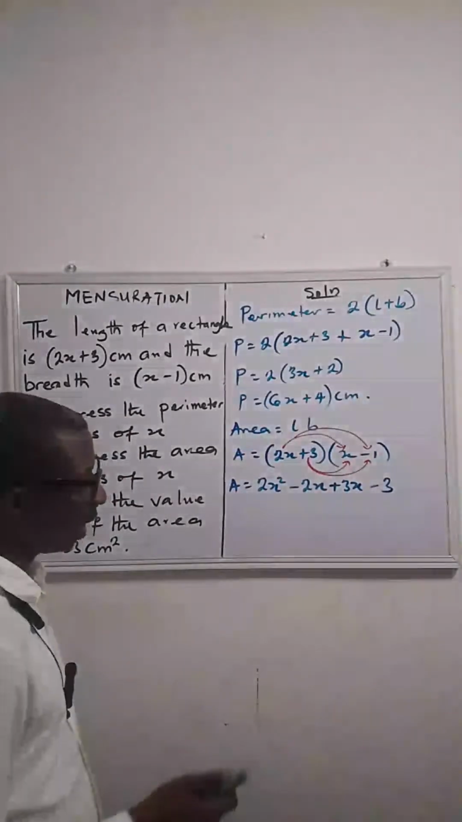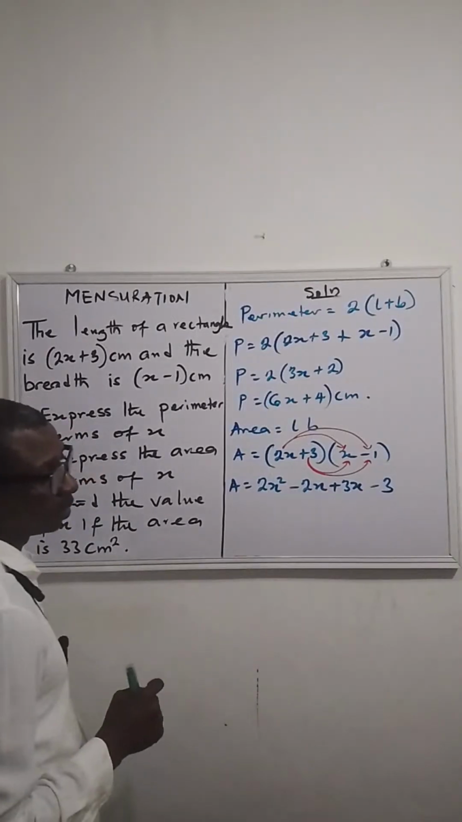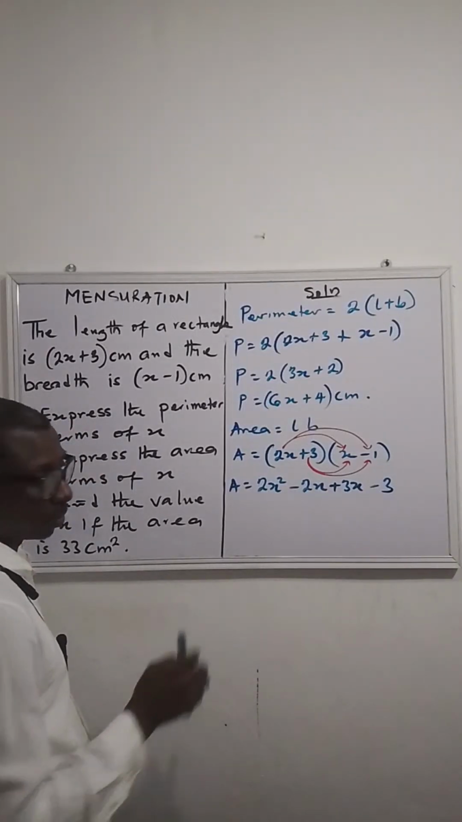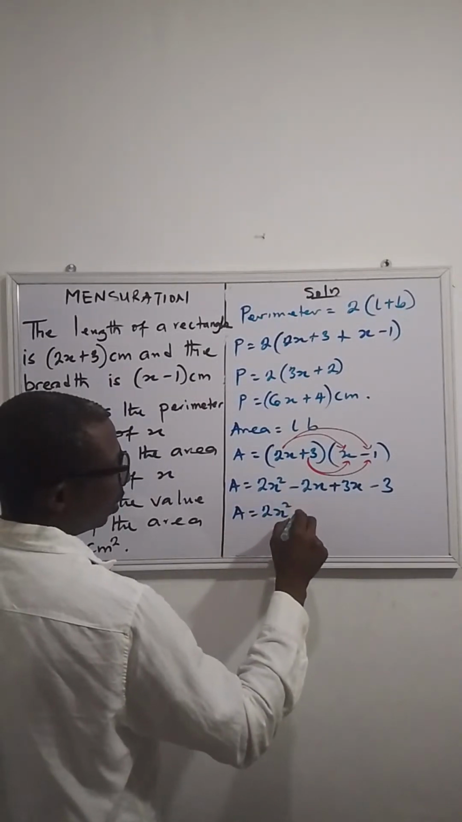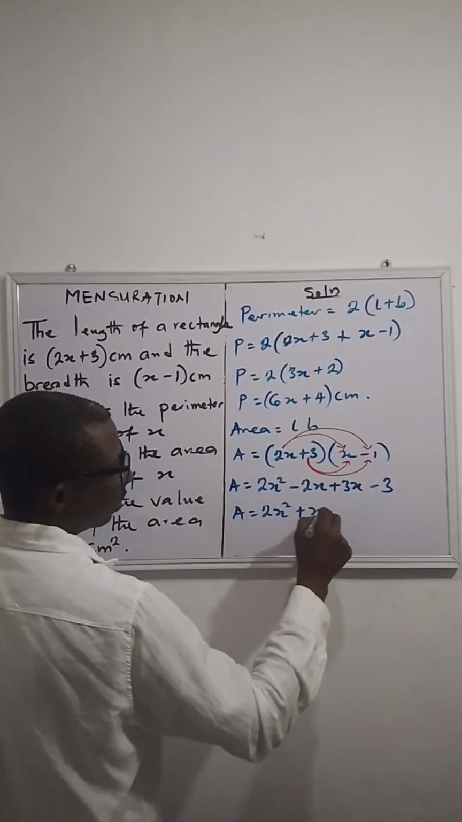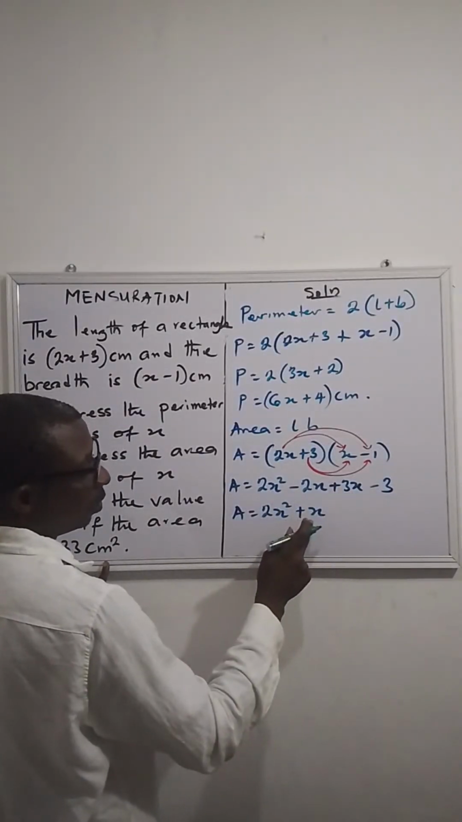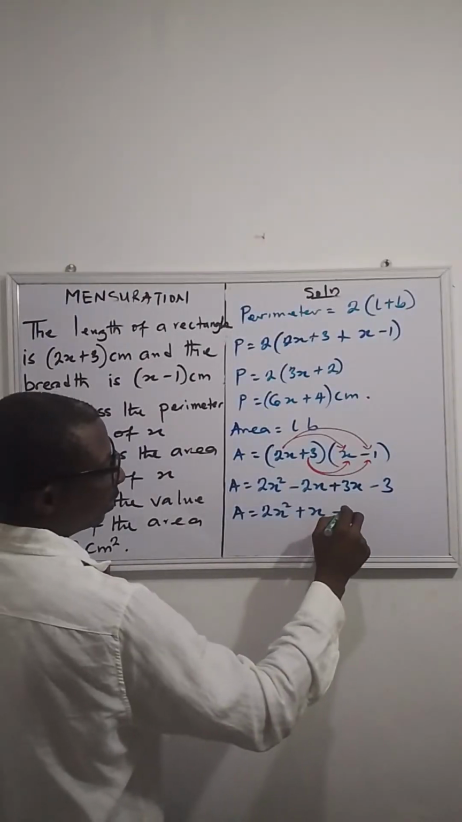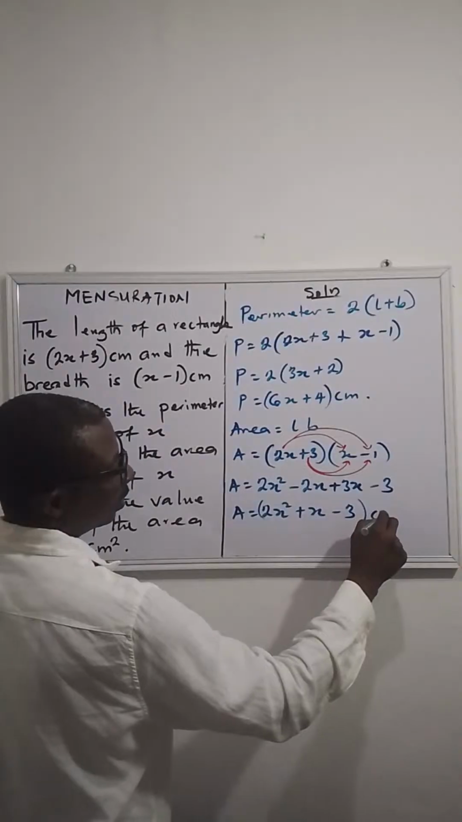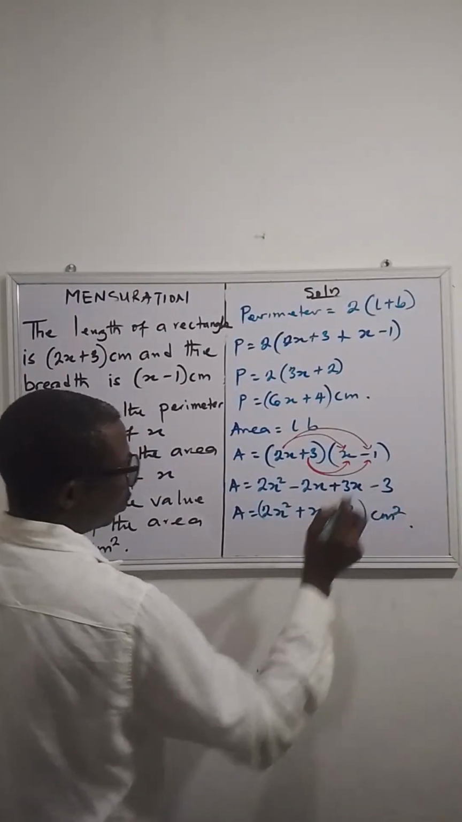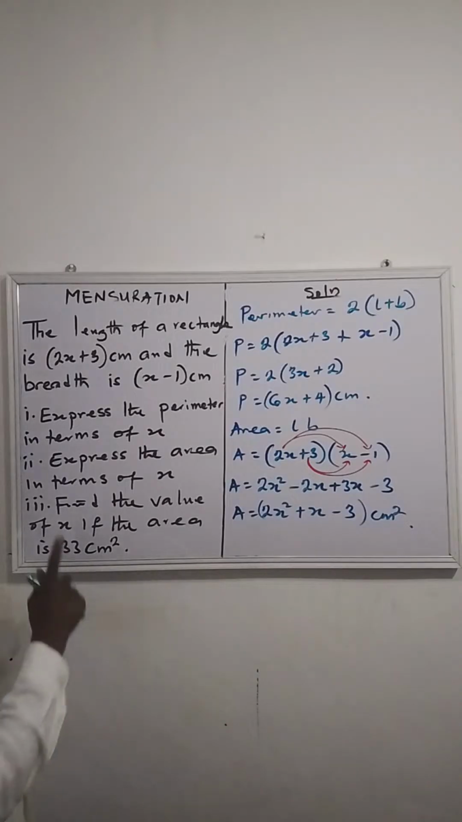Okay, so now you can see this term looks similar. So now this area is going to be 2x squared plus x minus 3, because negative 2x plus 3x gives you 1x, so negative 3. So this is area, so the area is in centimeter square. So that is it in terms of x. That's the answer to that.